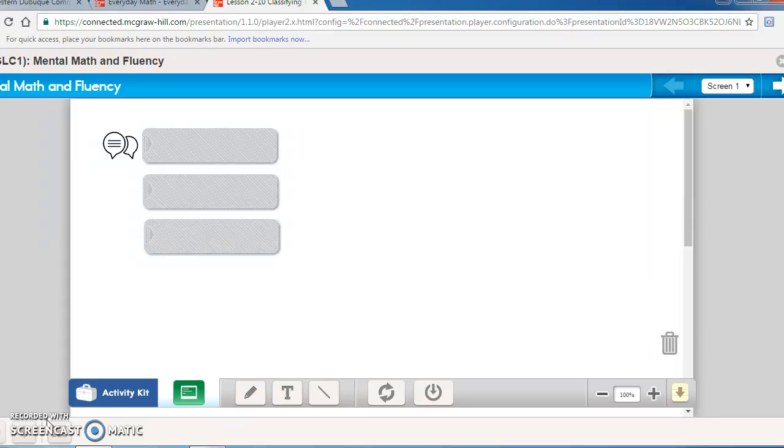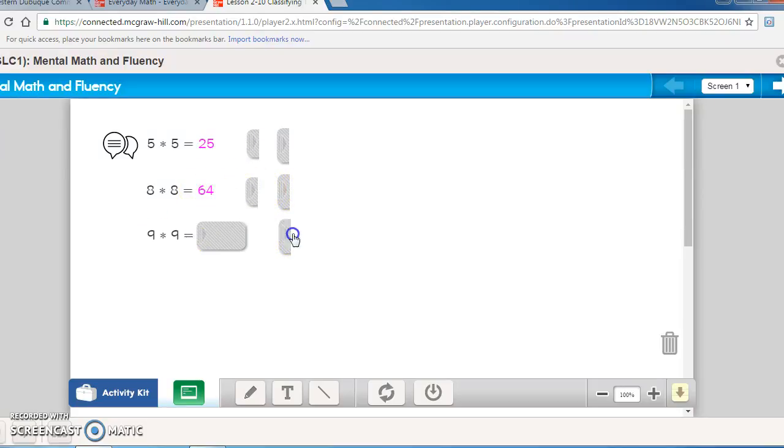Let's start out this lesson though with our mental math and fluency. What is 5 times 5? 25. What is 8 times 8? 64. And finally, what is 9 times 9? 81.